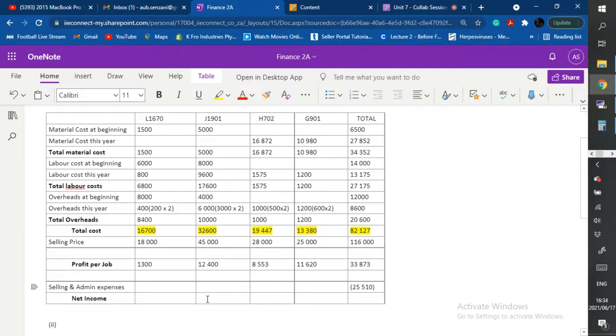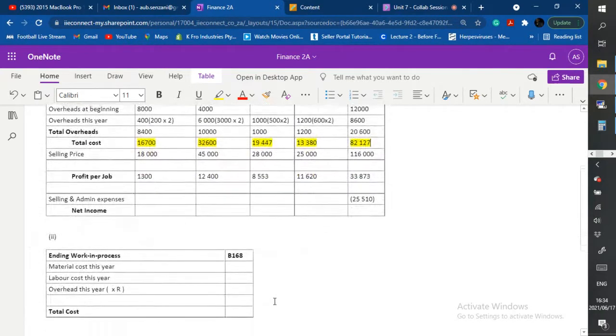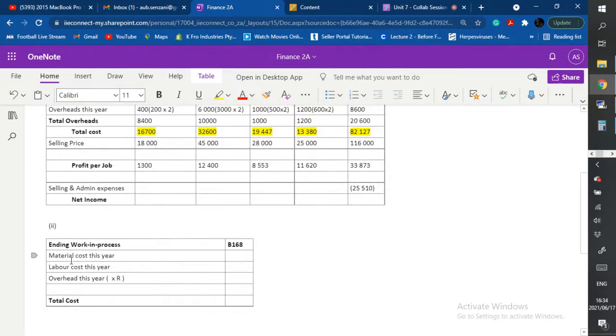Closing work in progress, that is going to be, okay, you're going to be looking at the one job that we didn't complete. So material cost this year, we're looking at the B168 because that's the only job we didn't complete. All right, so the material cost, we look for direct materials. There we see it is 5,670. Okay, total labor cost, all right, for your labor cost this year, we're looking at that direct labor again for B18. So that's 180. Okay, then the overhead. Remember, overhead we have to calculate by using the rate. So we know that our rate, they told us it's 2 Rand. Okay, and it's based on direct labor hours. So how many direct labor hours did we have?